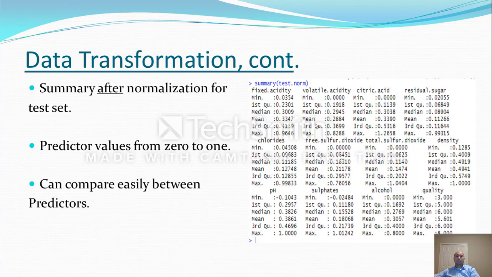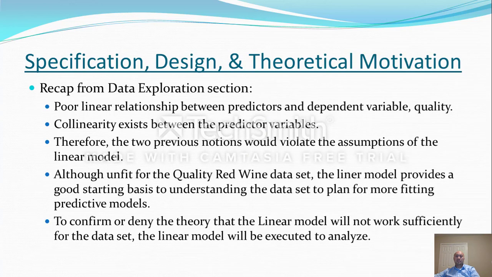In the specification, design, and theoretical motivation section, before we begin, let's recap a little bit from the data exploration section, which showcases a poor linear relationship between predictors and the dependent variable quality.